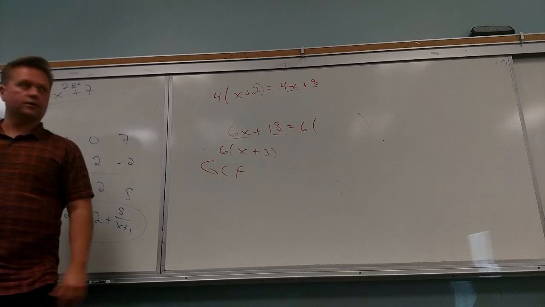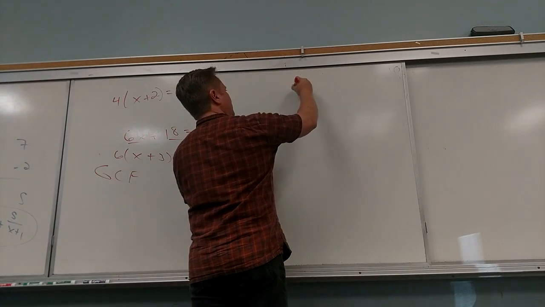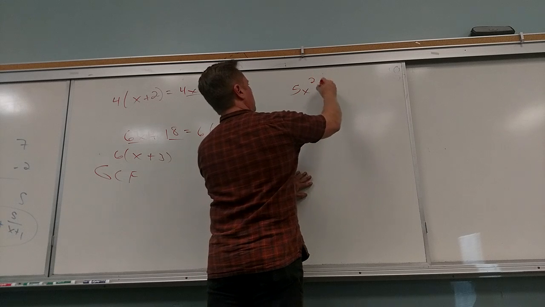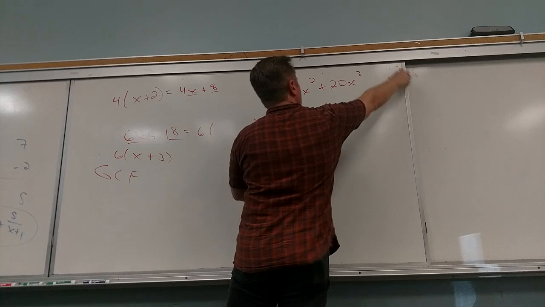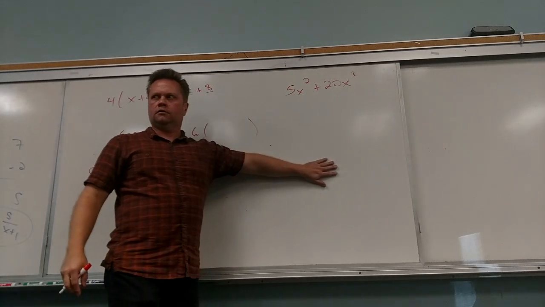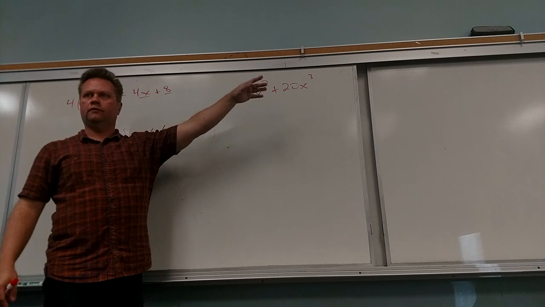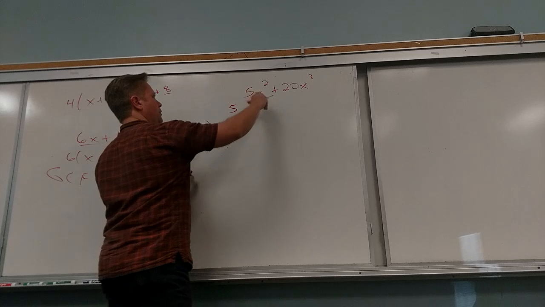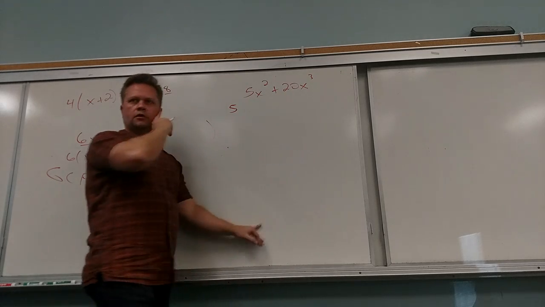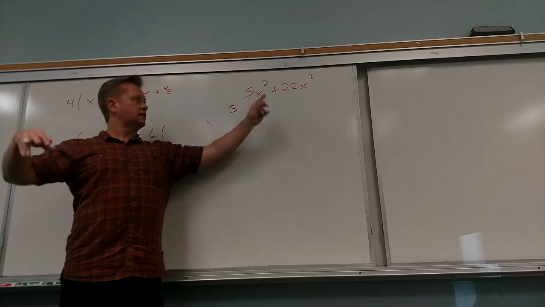Real quick, last one. Do you see how there's a number that they both have? 5, and x. And how many x's do they both have? x squared. If you try to take out an x cubed, isn't he going to freak?